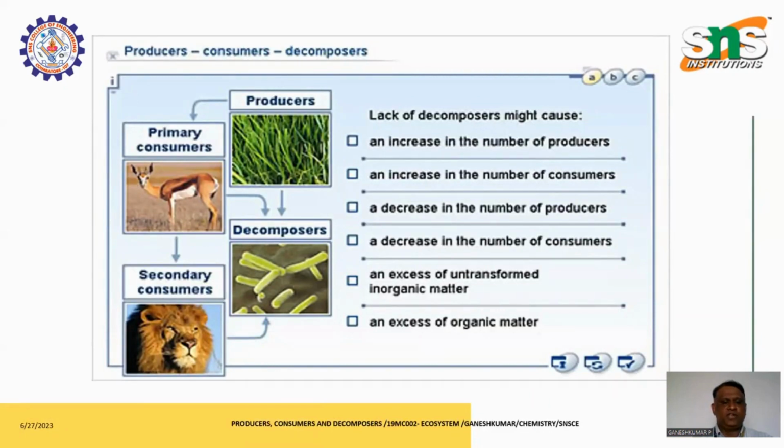So this is a simple picture of what we discussed. If you are following this, you should be able to answer this. Lack of decomposers might cause an increase in the number of producers, an increase in the number of consumers, a decrease in the number of producers, a decrease in the number of consumers, or an excess of organic matter. So the answer is an excess of organic matter.